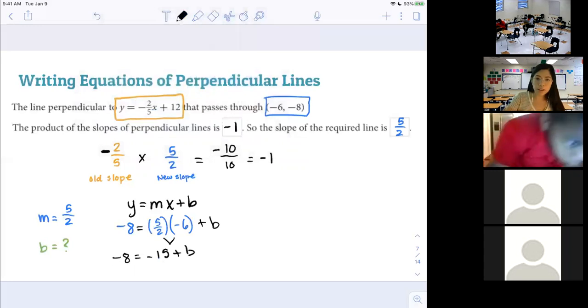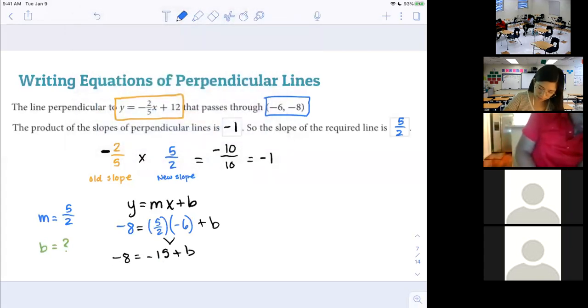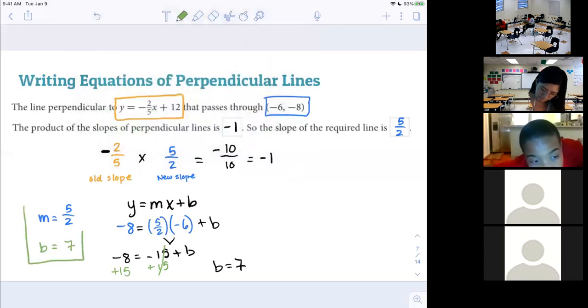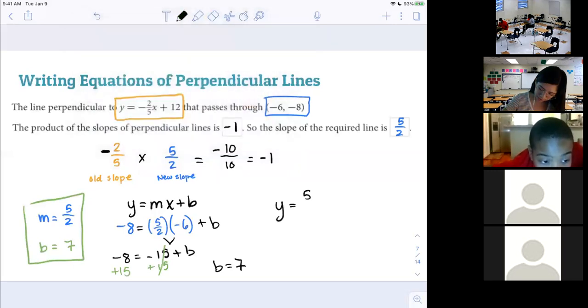And when I add, as Janelle says to do, we're going to add that to both sides. And what's -8 plus 15? +7. Good job. So b equals +7. And what's my final equation? Y equals 5/2x plus 7. Perfect. Nice job, guys. That was a real team effort. I appreciate it.